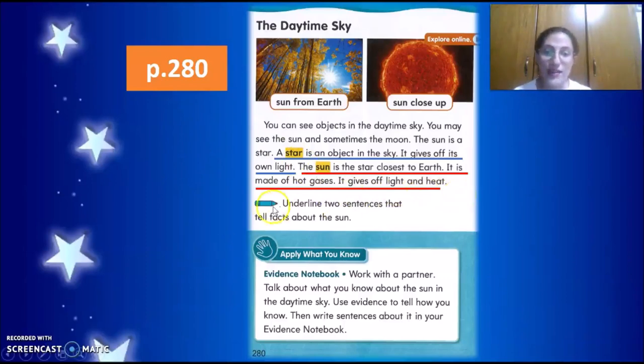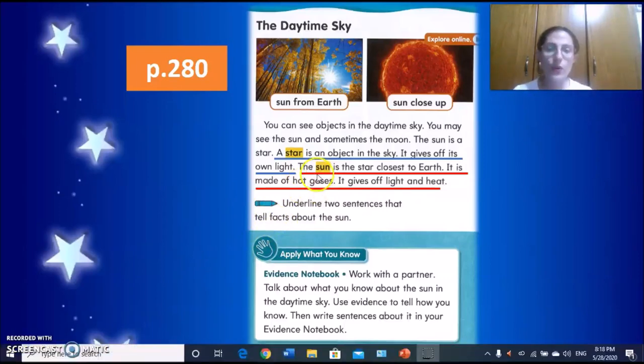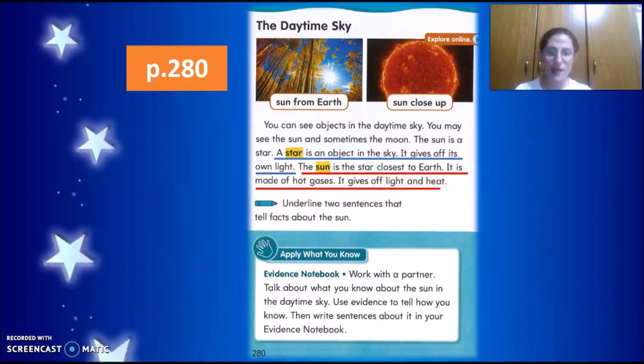Now guys, when they say fact, we remember it means a real, true information about the sun, such as what is it made up of, such as what is the sun, such as what does it give off. That's why we underline the sun is the star closest to Earth. It is made of hot gases. It gives off light and heat. We listen up again. The sun is the star closest to Earth.